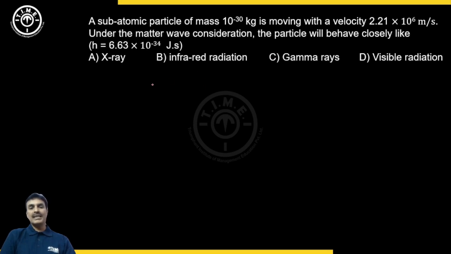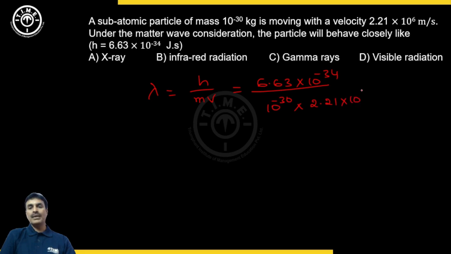Now, using de Broglie's relation, lambda is equal to h by p, that is h by mv, isn't it? h is given 6.63 into 10 raised to minus 34 in SI units by mass 10 power minus 30 into velocity 2.21 into 10 power 6. Okay, now 2.21 cancels 6.63 3 times.